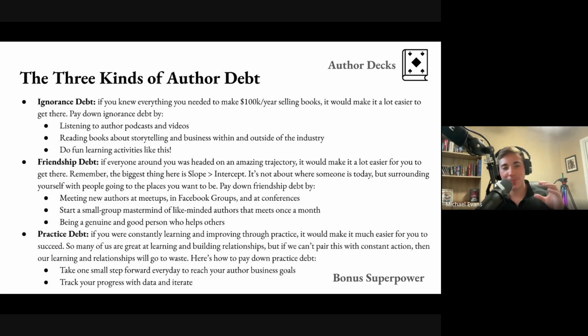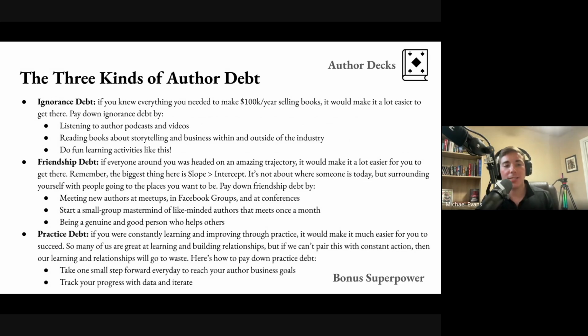Skip the slide. So the 3 kinds of author debt are ignorance debt, friendship debt, and practice debt. The first 2 I'm going to breeze through, because the one most of you watching are going to be struggling with is the 3rd one. And I want to empower you to go for it.